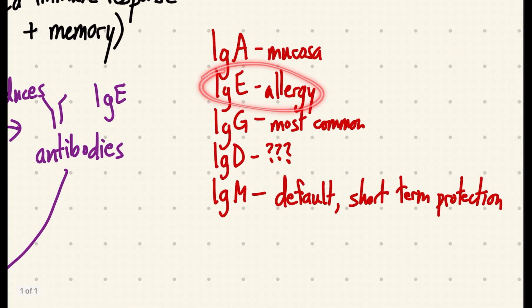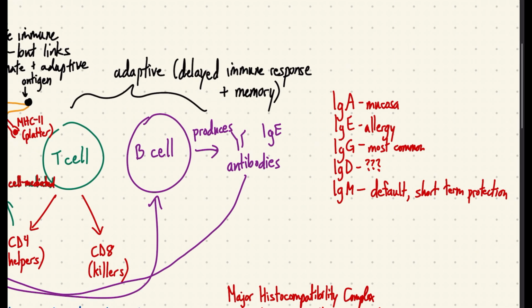IgE is the one that is produced in allergy. IgA is often found in your mucosa, so think of the digestive tract or the respiratory tract, where there's just a lot of mucus. And then IgD, well, we have a little bit of it, but no one knows what it does. So don't even worry about that.